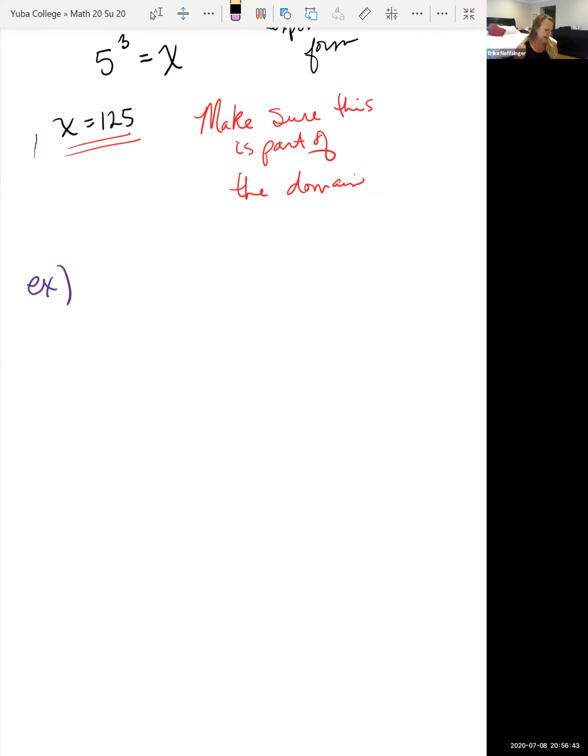So what if we had log base 5 of x squared plus x plus 4? That's what we're taking the log of. And this is then equal to 2. So 5 to what power gives us this back? Well, it's equal to 2, so 5 squared has to give us this back.